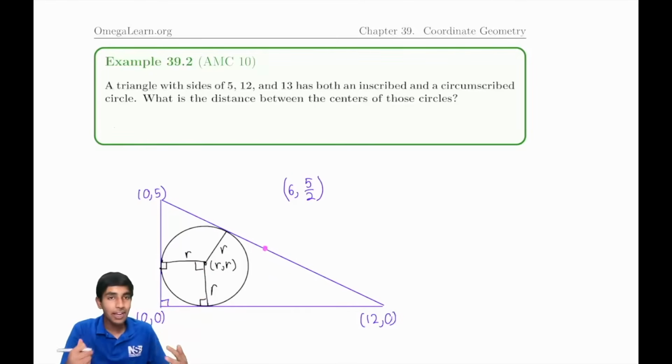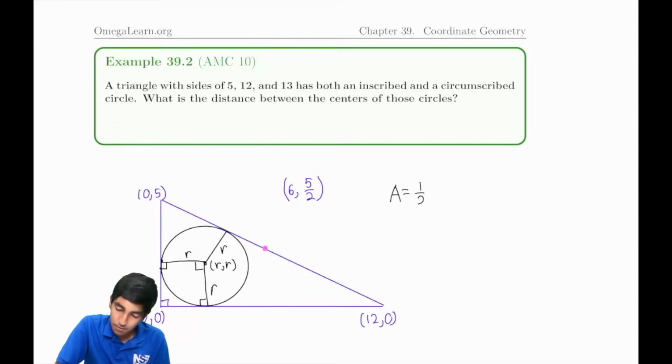But we know how to find the inradius of a triangle. Area by semi-perimeter. The area, half base times height, is 30. The semi-perimeter is half times 5 plus 12 plus 13.